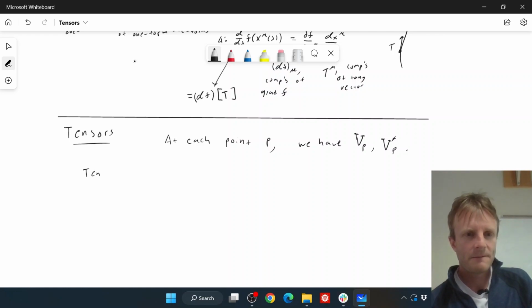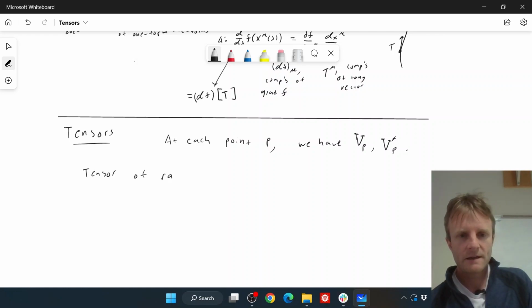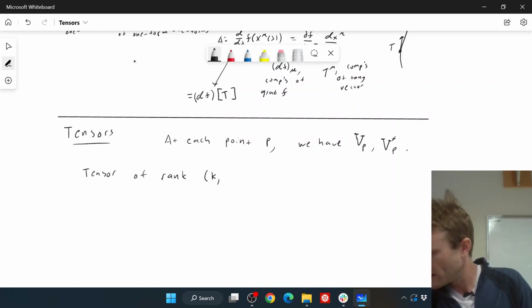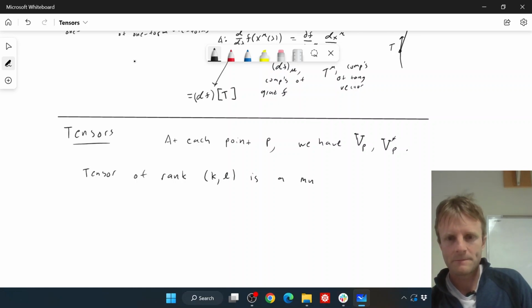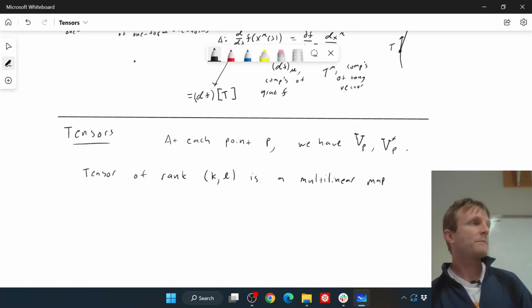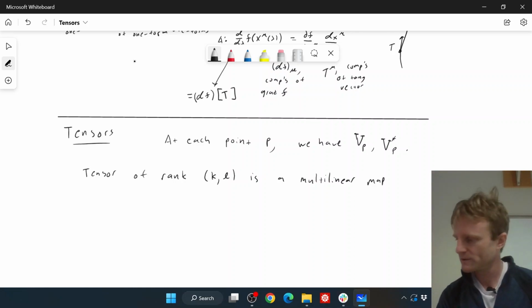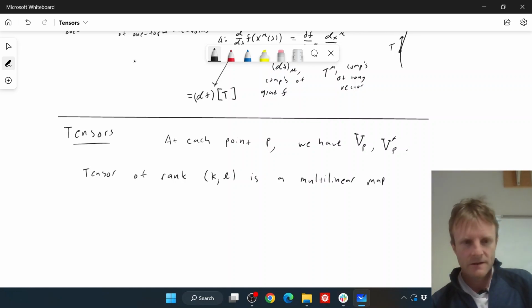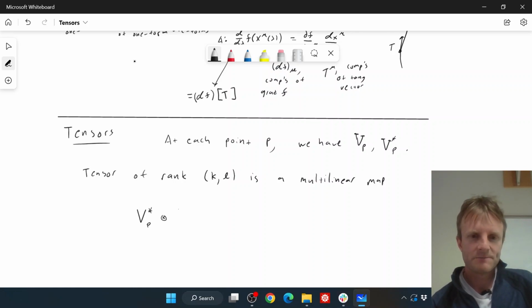So a tensor of rank (k, l) is a multilinear map. So it has to be linear in all its arguments. But now, where the one form was a map from one copy of the tangent space to numbers, now we get a bunch of copies. So it's a map from V star P, if you like, tensor product, or just, yeah, I guess you can tensor product the space.